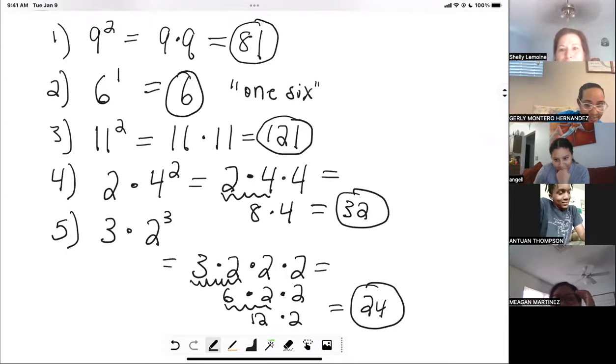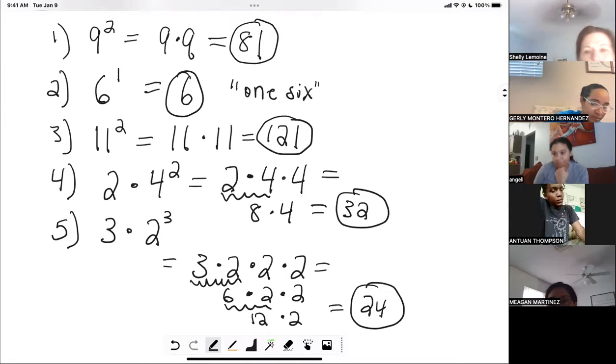Hey, anybody have any questions? That's the end of exponents. That's all we're doing right now. And again, we're going to touch on it more when we get into algebra, because then we start doing things with exponents with algebra. That's just to get us started.